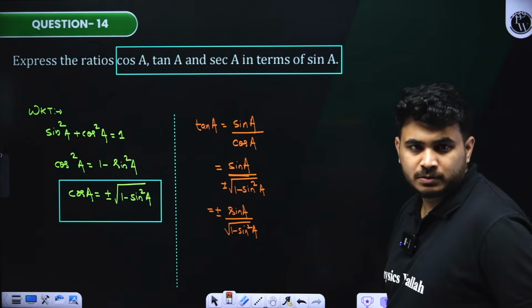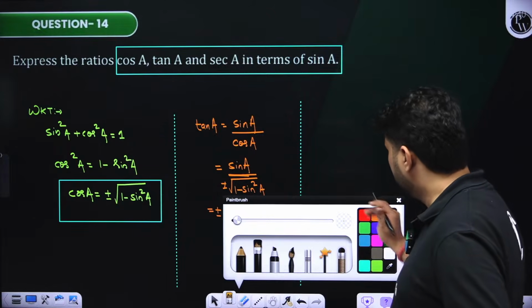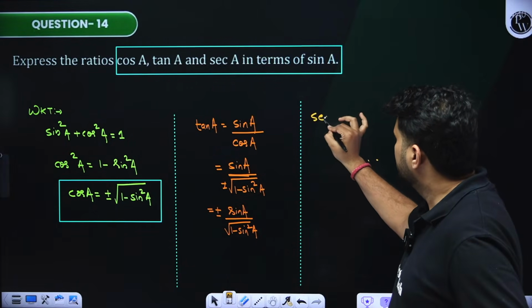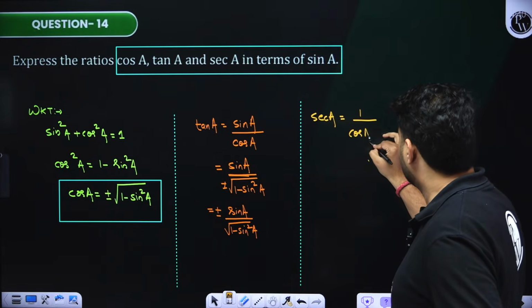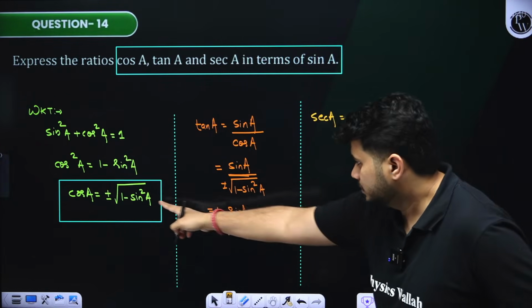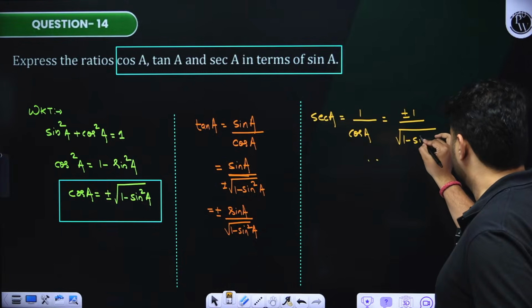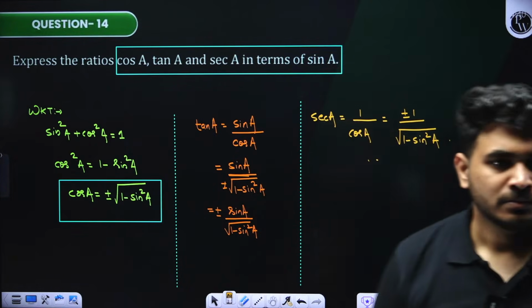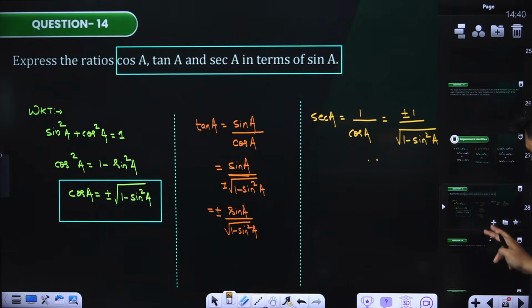Okay. Next. Here we have tan A in terms of sin A. Finally we need secant A. Secant A is nothing but 1 by cos A, which is plus or minus 1 divided by square root of 1 minus sin square A. The plus or minus I have taken to the numerator. This is how we can express it. Done? Clear? Understood? Fine. Let us move on to the next thing.